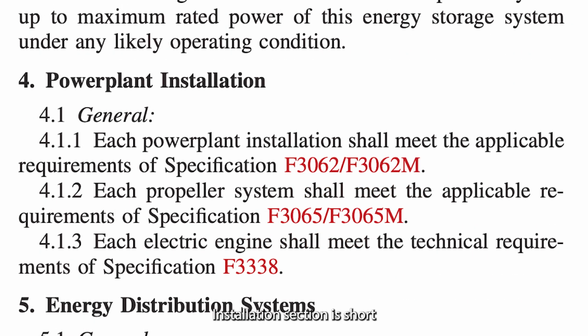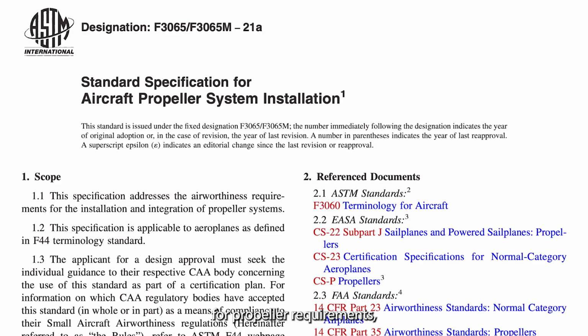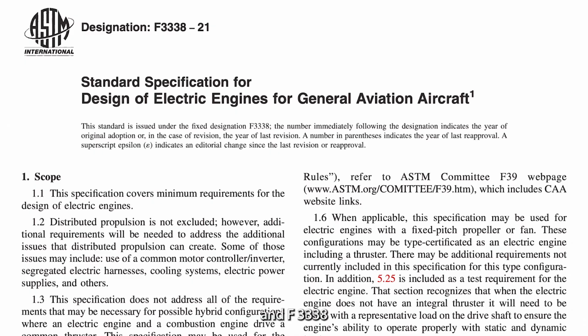The power plant installation section is short and consists of references to other standards. Specifically, F3062 for power plant installation requirements, F3065 for propeller requirements, and F3338 for engine technical requirements.